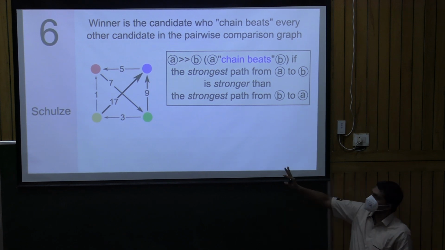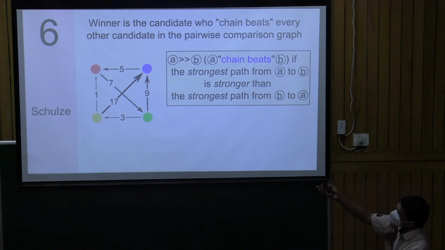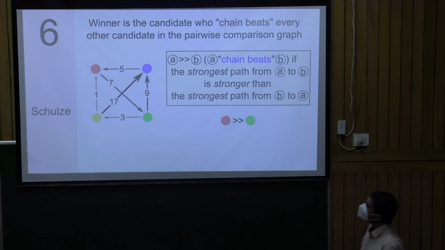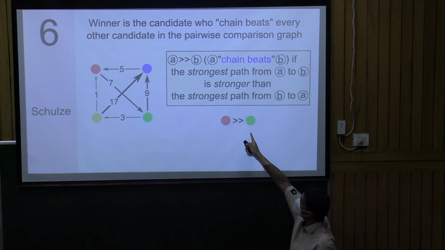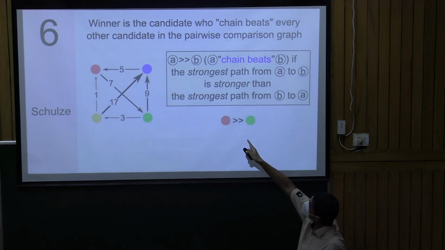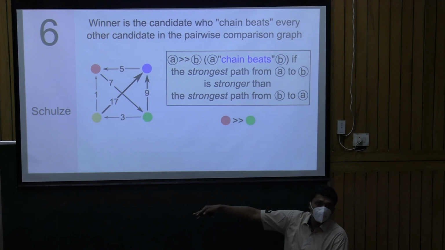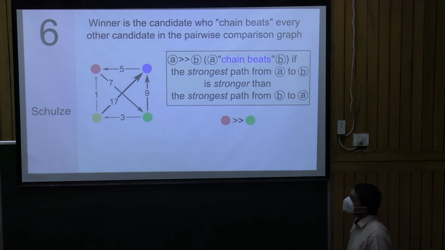Okay, so it's a bit of a mind bender, it's a very complicated definition. So let's maybe look at it again in this example. So I claim that red chain beats green. That would mean that the strongest path from red to green is stronger than the strongest path from green to red. Why is that?